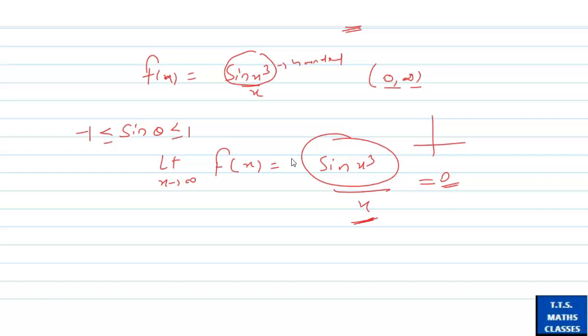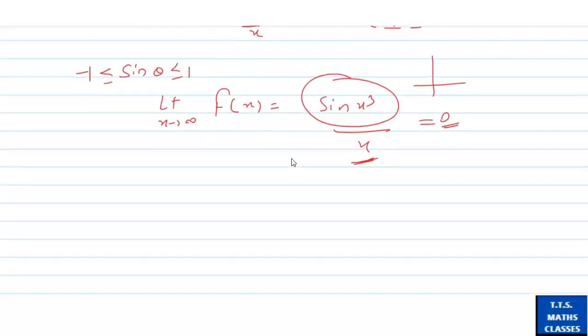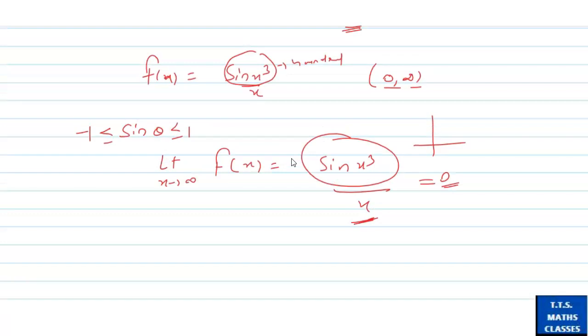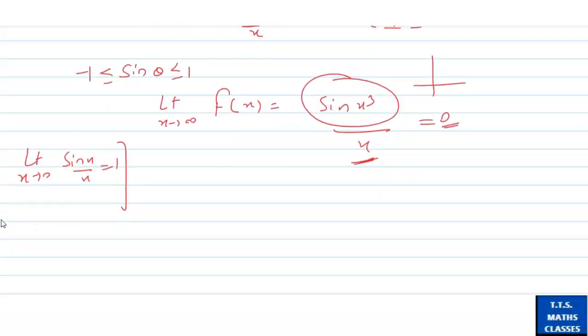So when we discuss x equal to 0, for this we can use one result: limit x approaches 0 of sin x upon x is equal to 1. We will use this result. Therefore, limit x approaches 0 of f(x), that is, sin x cube upon x square.